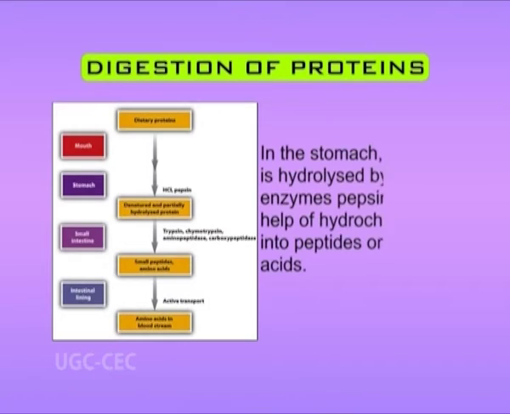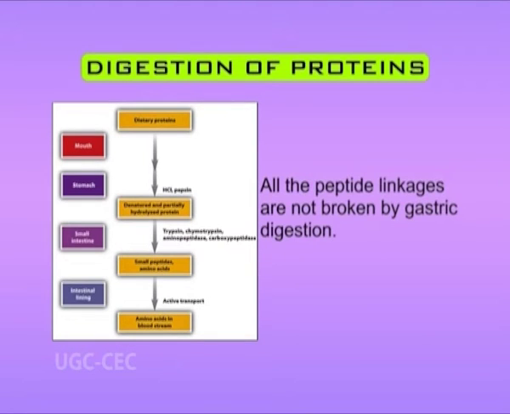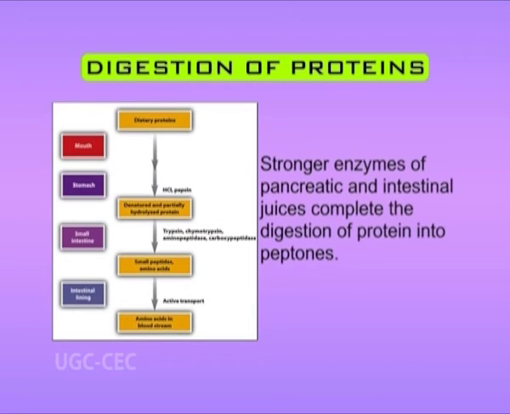Protein digestion starts only in the stomach, as there is no protein-splitting enzyme in the saliva. In the stomach, protein is hydrolyzed by the enzyme pepsin with the help of hydrochloric acid into peptides or amino acids. All peptide linkages are not broken by gastric digestion. Stronger enzymes of pancreatic and intestinal juice complete the digestion of protein into peptones.